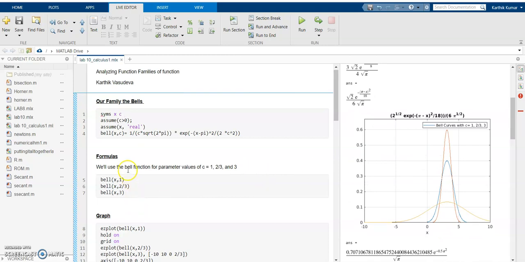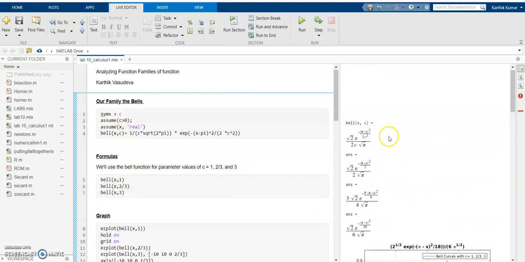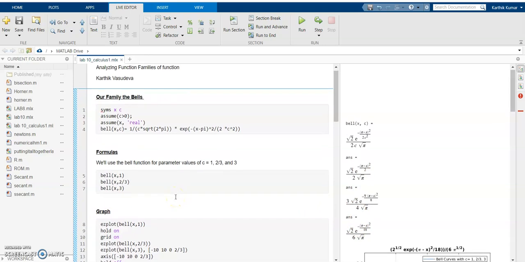So the first thing I do is look at the formula and plug in different values of c into my bell function. See that I have three values of c, which are 1, 2 over 3, and 3. So I'm going to plug those in and see how it looks. So those are my three different answers. Now you can use VPA and then check it, that is fine. I don't want to do it now.